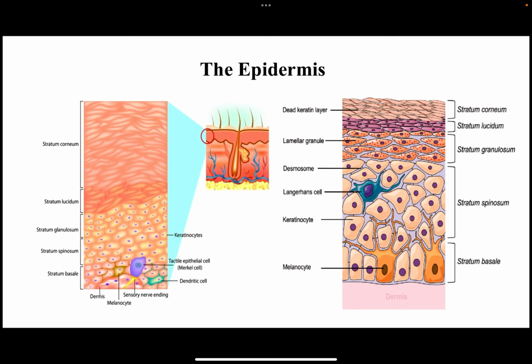Okay, we have the melanocytes. Melanocytes are located within the stratum basale. Look at the diagram. They produce the melanin. Melanin helps in protecting against ultraviolet radiation. The melanocyte also plays a role in your hair color determination.